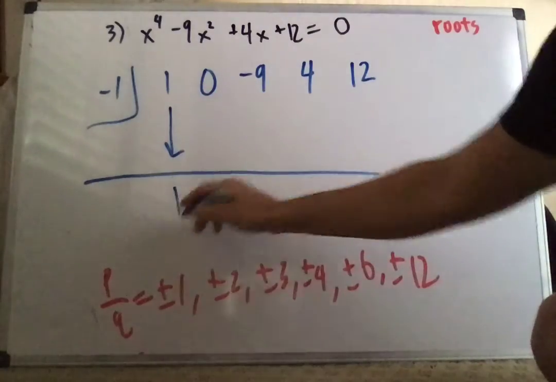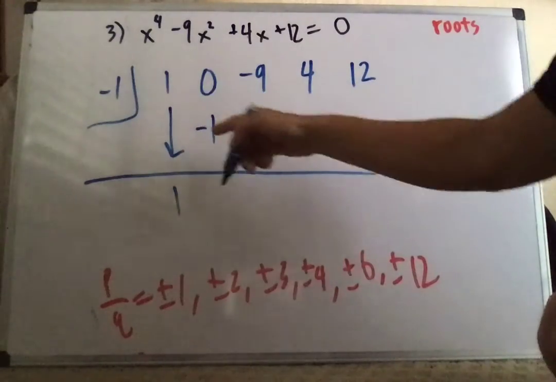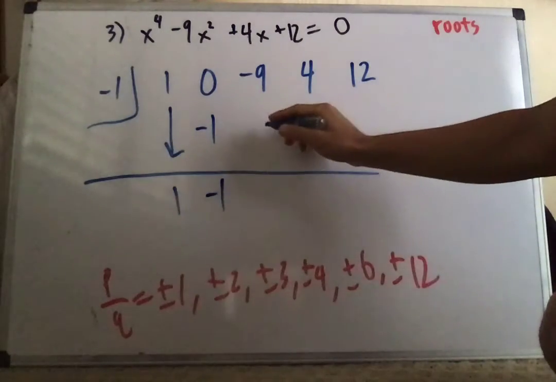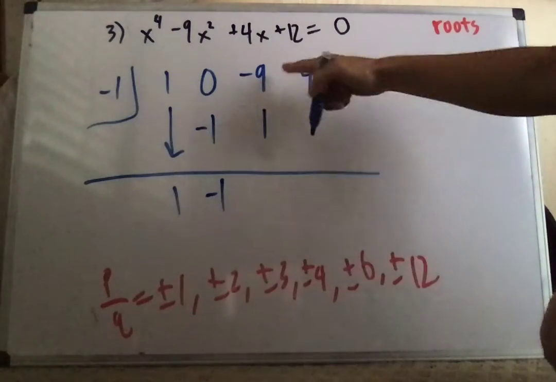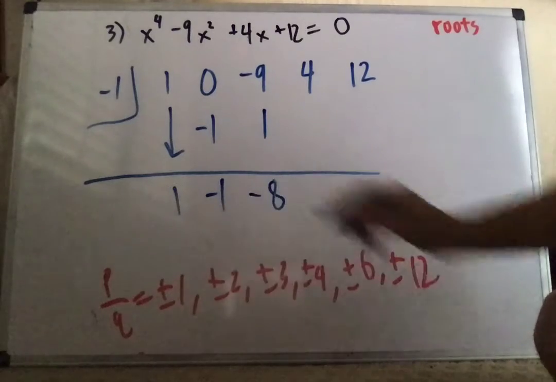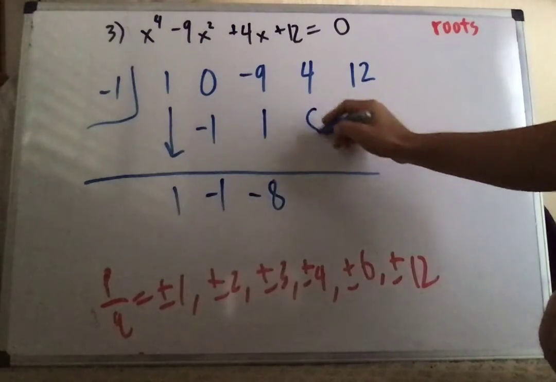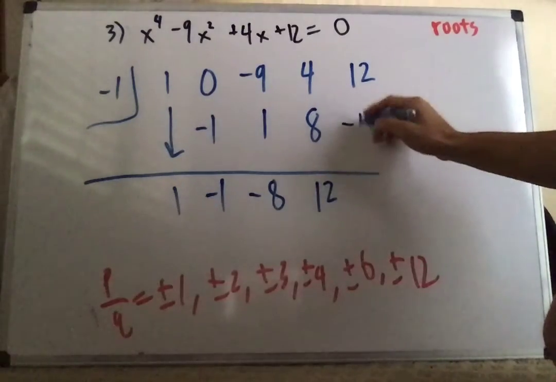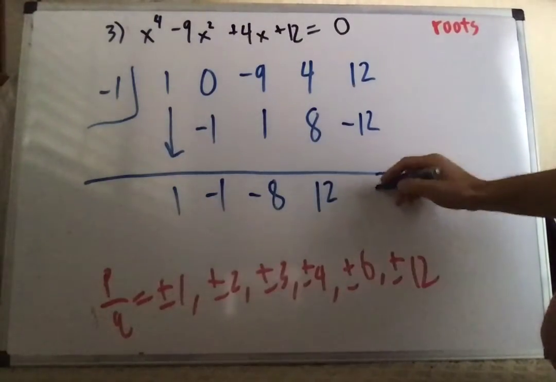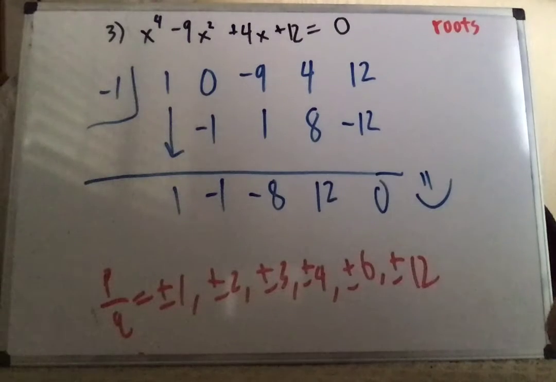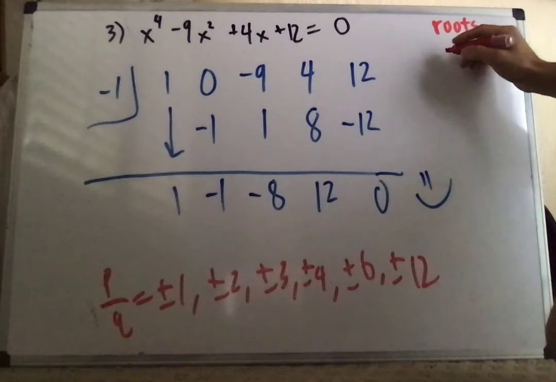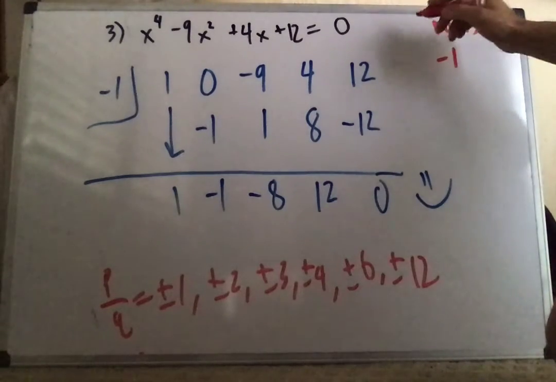Okay, anyways, let's carry this thing out. Bring the 1 down. 1 times negative 1 is negative 1. Negative 1 plus 0 is negative 1. Negative 1 times negative 1 is positive 1. Negative 9 plus 1 is negative 8. Negative 8 times negative 1 is positive 8. 4 plus 8 is 12. And 12 times negative 1 is negative 12. If I add these together, that's 0. So sweet, our first crack was correct. That means one of the roots is equal to negative 1.